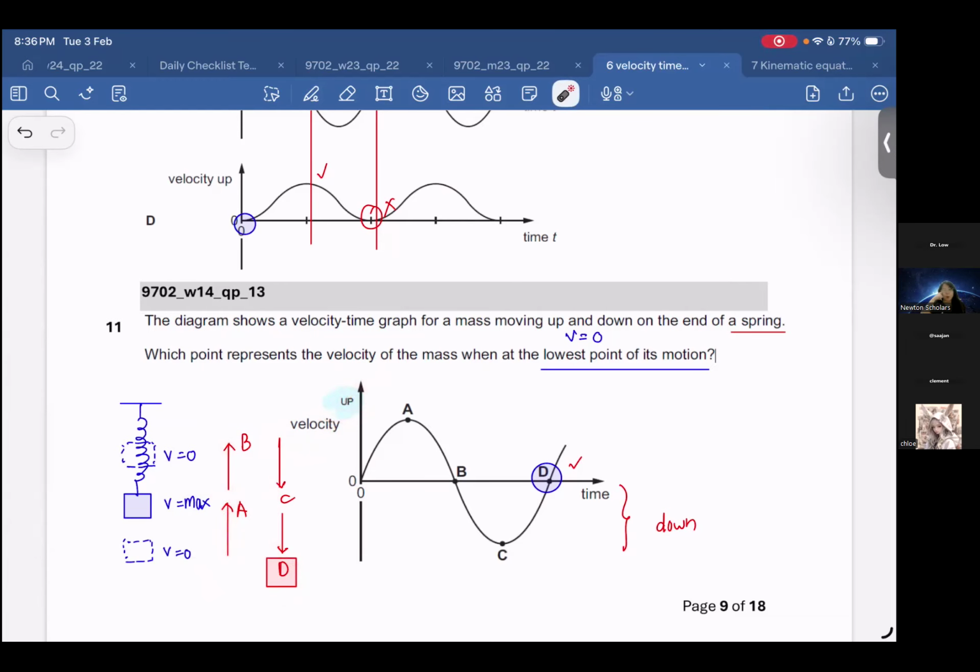They tell you that positive means going up. So our motion starts from this lowest position going up. This point is the lowest point. Then it goes up, up. Then it changes direction, going down, down. The lowest position is D. Is that clear?